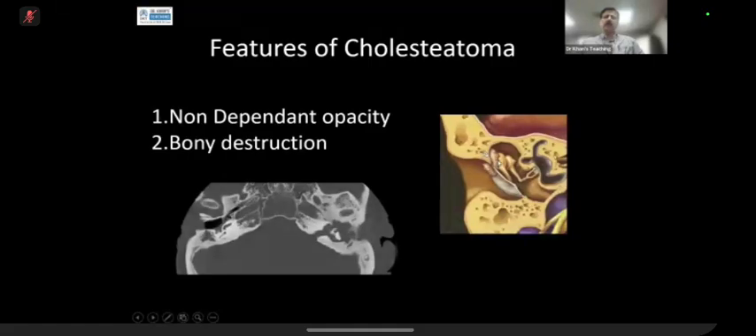And you remember that one of the properties of the skin cells is exfoliation. So they keep growing and they have got keratin inside. That becomes a ball and that ball keeps growing. And this keratin has got some properties of absorbing the bone. It takes years and years to develop, but gradually it will destroy the structures.